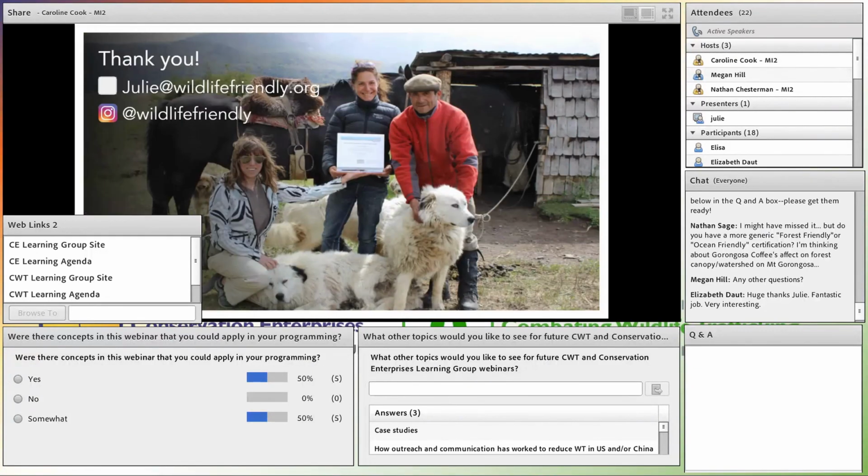There we go. There's Julie's email there with some nice critters. My sister actually has one of those dogs, so they are very friendly. I can attest to that.